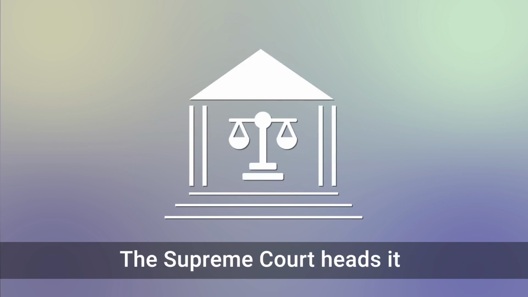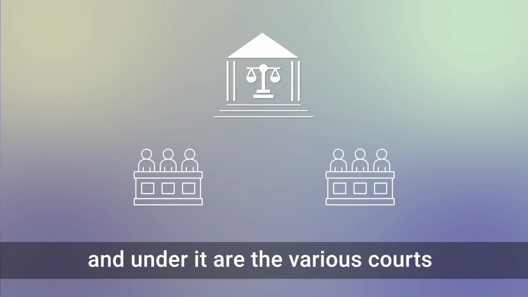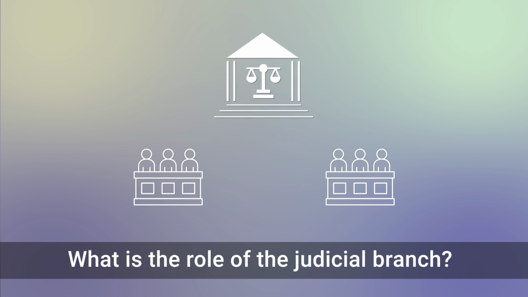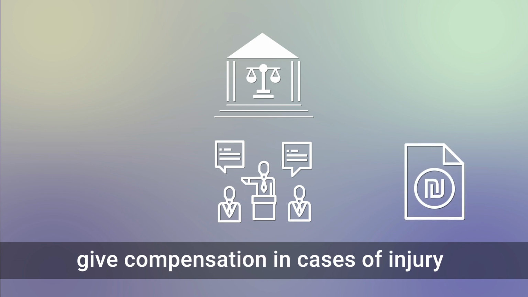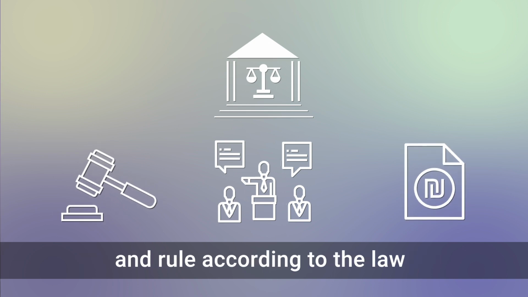The Supreme Court heads it, and under it are the various courts. What is the role of the judicial branch? Resolve disputes, give compensation in cases of injury, and rule according to the law.